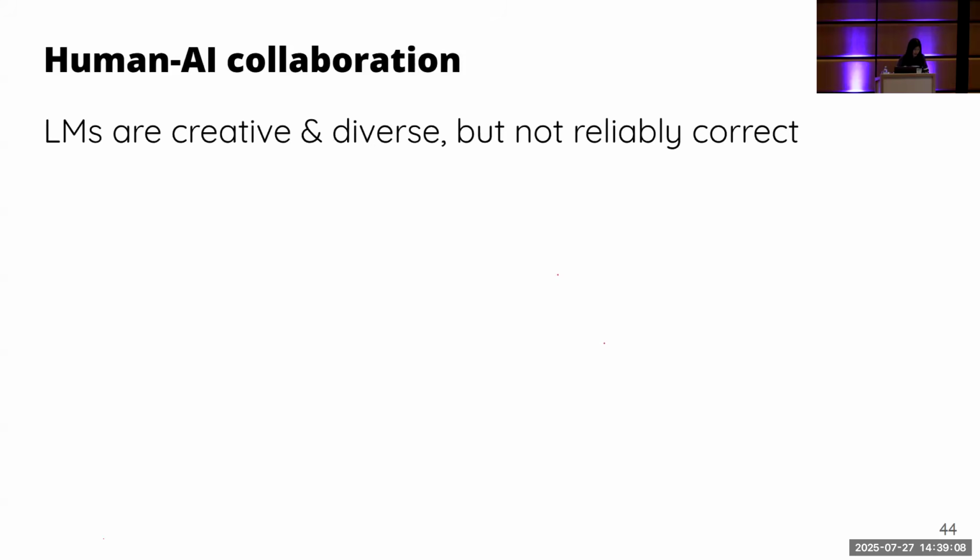We've seen that language models are creative and diverse, but they're not reliably correct, right? So you'll recall that in self-instruct, about half of the generated examples were found to be fully correct. This can be improved by grounding generations in existing data, but in the end, models aren't flawless, and they're still prone to things like hallucinations.